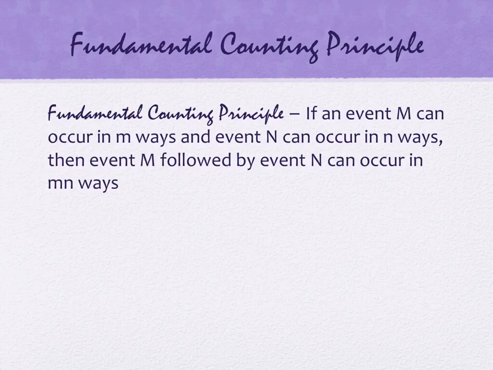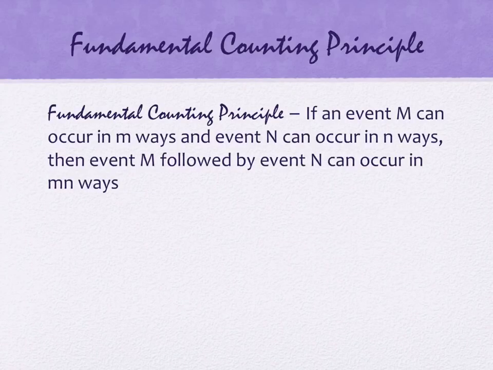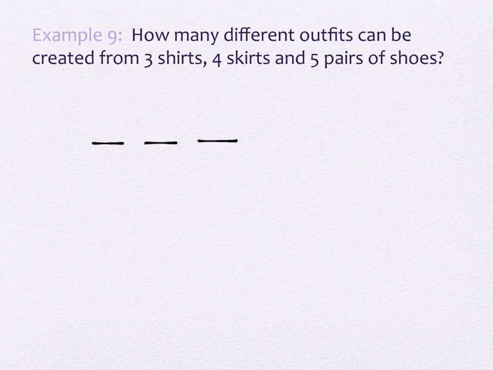Okay, so we're going to do an example of this. We're creating outfits. We have 3 shirts, 4 skirts, and 5 pairs of shoes, and we're assuming they all match, right? So what we're doing is we're saying that I have 3 different choices I'm making. This described 2, but it extends to using it for 3 or more. 3 different choices that I'm making.